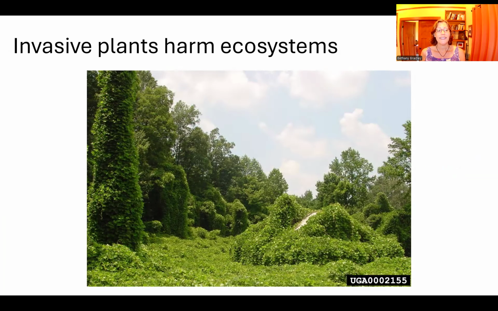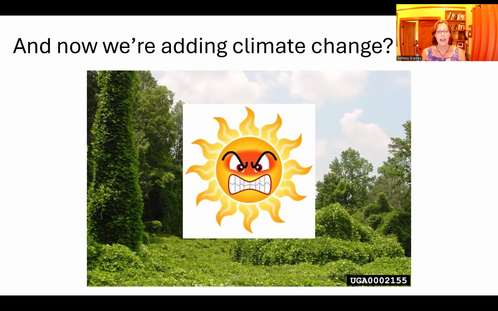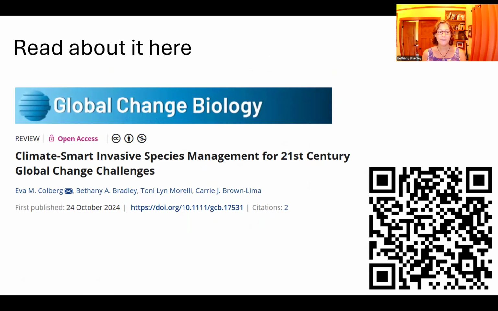Or another way we could look at this is to just see a picture of kudzu invasion. Kudzu is known as the vine that ate the South. You can see in this picture kudzu climbing up lots of trees, and this is a house in the foreground that it has climbed up and over. So we don't necessarily need meta-analyses to tell us that invasive plants are likely harming ecosystems. And so now, on top of all of this, we're saying, okay, now we need to think about climate change layering on top of what we're already observing on invasive plant impacts on ecosystems. So that's what we're talking about today.